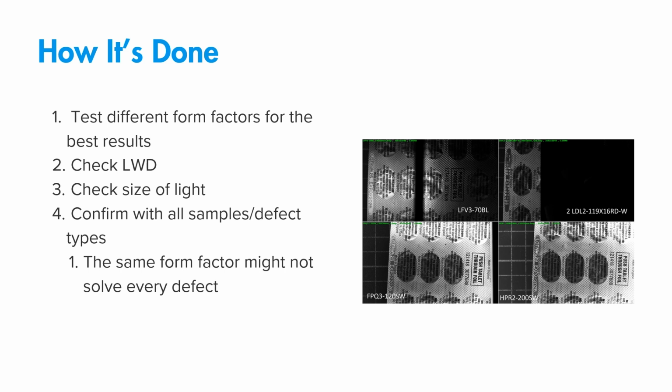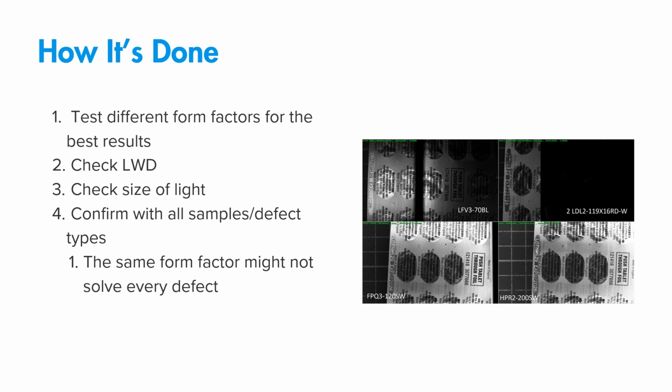So when we're doing this, we're having all of these different form factors. With each form factor, we are checking the light working distance. And once we pick a form factor that shows promise, like for example the HPR2 here or maybe the LDL2 a little bit, then we confirm the size of the light. Specifically in our case study, the HPR2 had the best results, but we noticed that as we moved the sample around, the small 150 millimeter size that I was testing with would have a bright spot and would cover up part of the code.